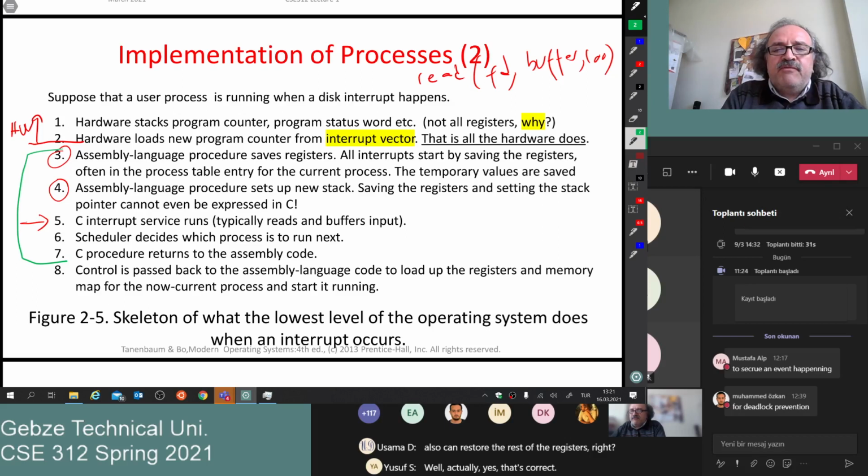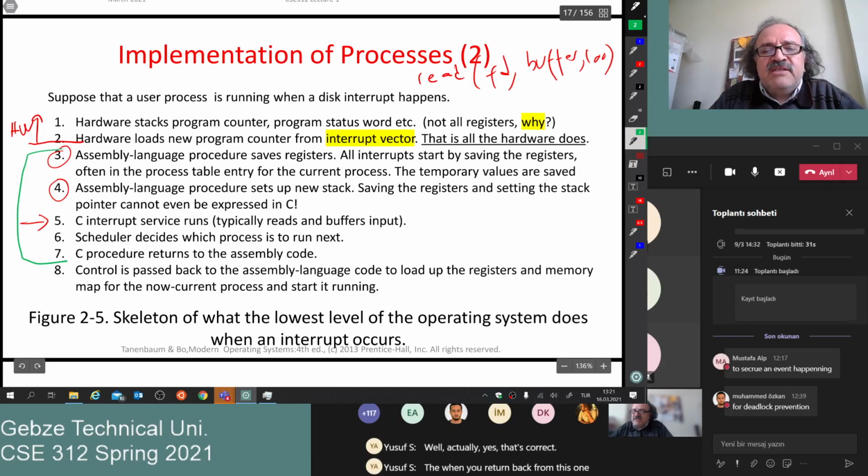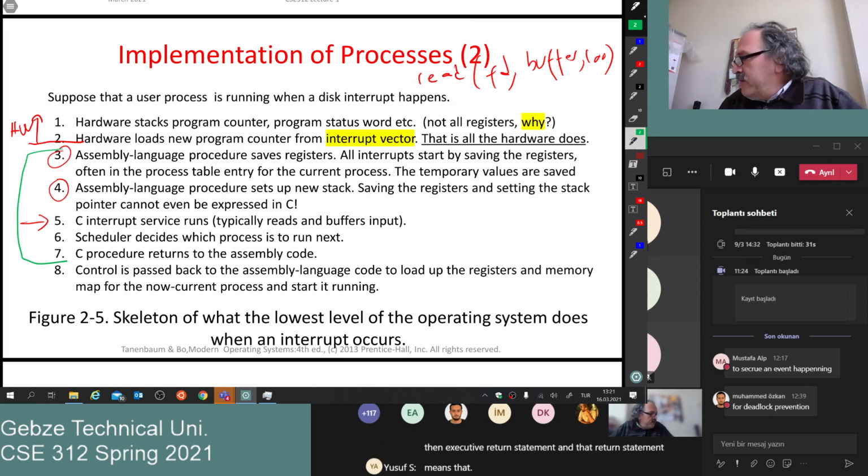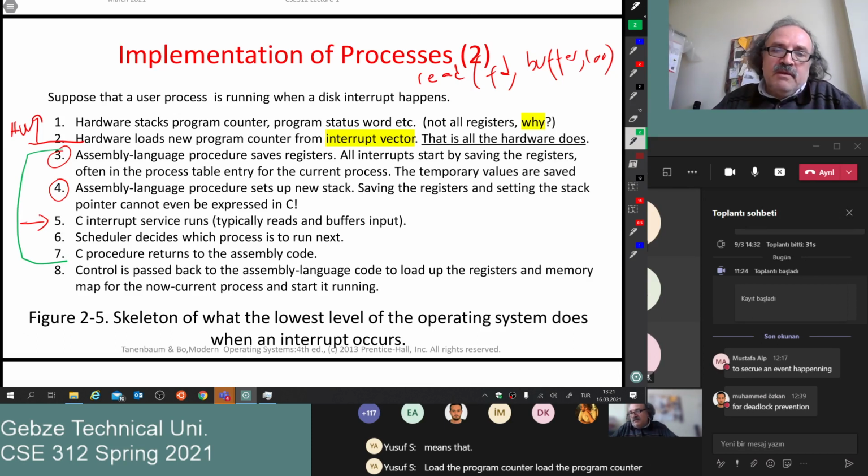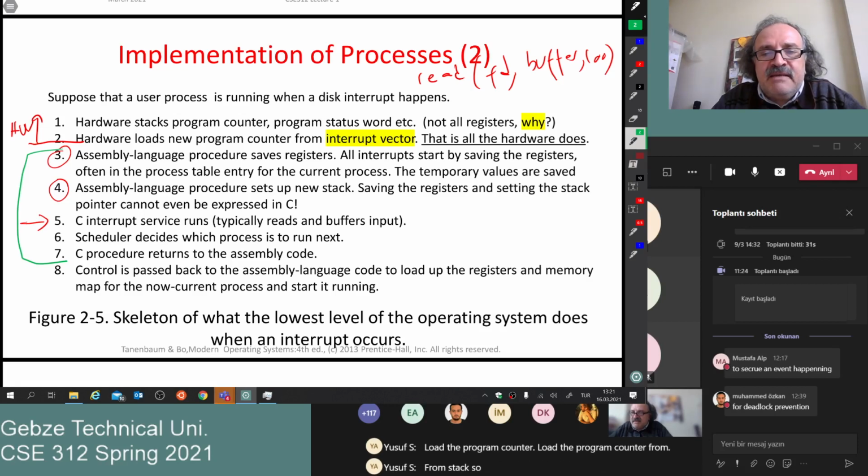When you return from this, all you do is execute a return statement, and that return statement means load the program counter from the stack. So everything is set up by the assembly. I see. All right, thanks.